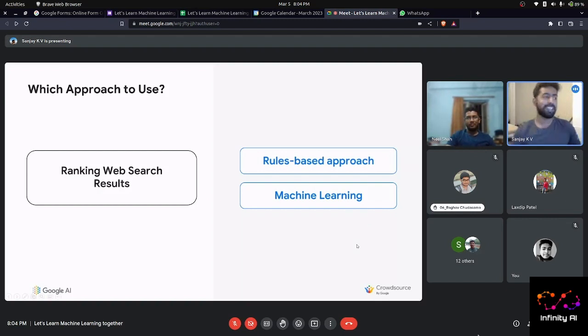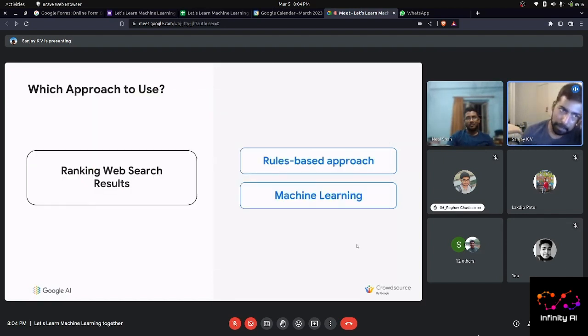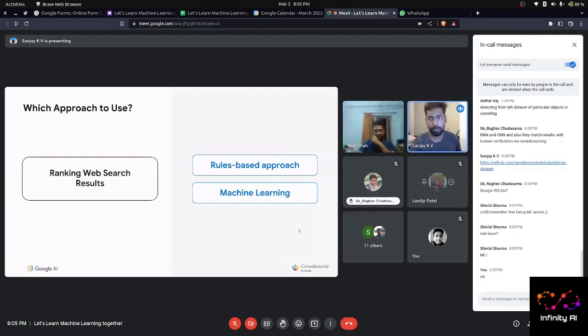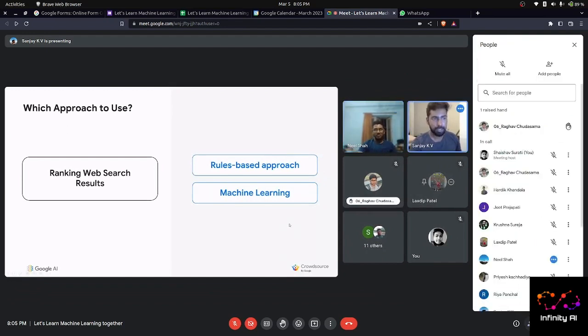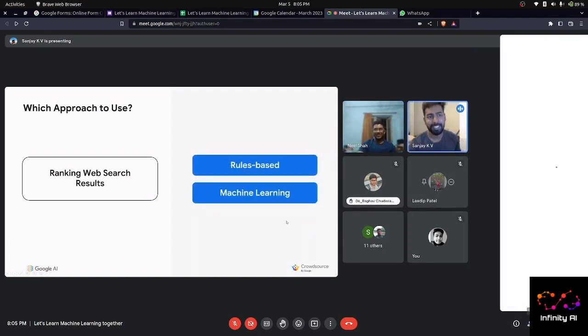Now let us have a look at ranking web search results. For example, you go into Google and you type something. Do you think that's a traditional programming language or machine learning? ML. Yeah, let's have a look. Okay, that's both rule based and machine learning over here.